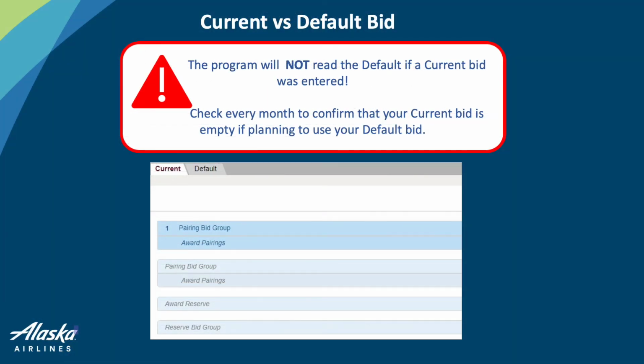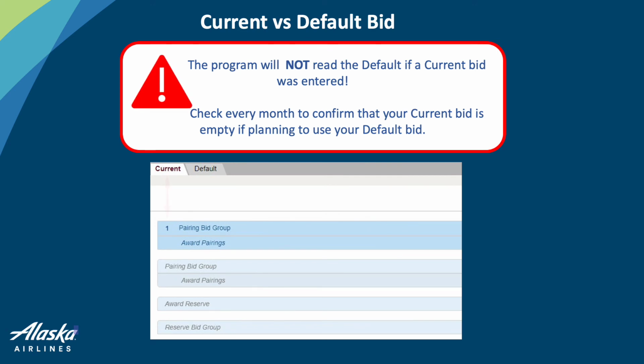Every month, someone accidentally enters a bid group in their current bid, activating that bid when their intention was to actually use their default bid. Don't make this mistake. The program will not read the default bid if a current bid was entered. Check every month to confirm that your current bid is empty if planning to use your default bid.